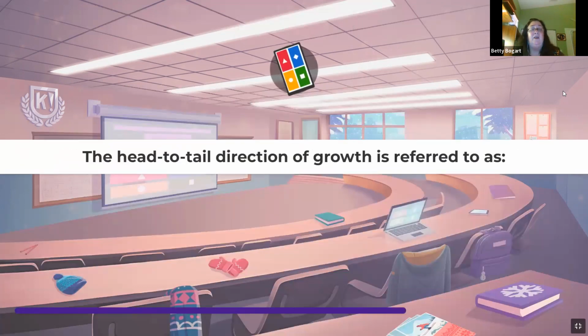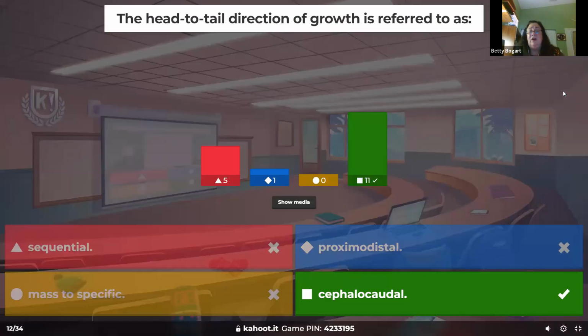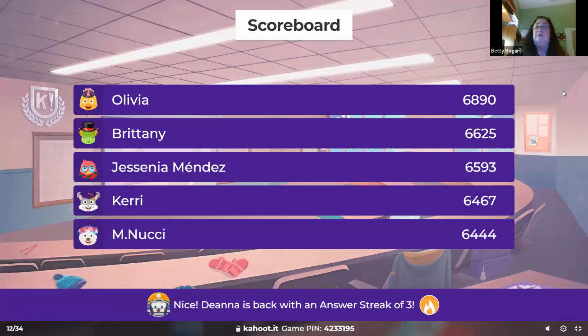The head to tail direction of growth is referred to as what? They lift their head, they roll over, they get on their knees, they crawl, they creep, they walk. It's head to tail. And it's called cephalocaudal. Cephalic is head, right? So that makes sense now. Cephalocaudal.